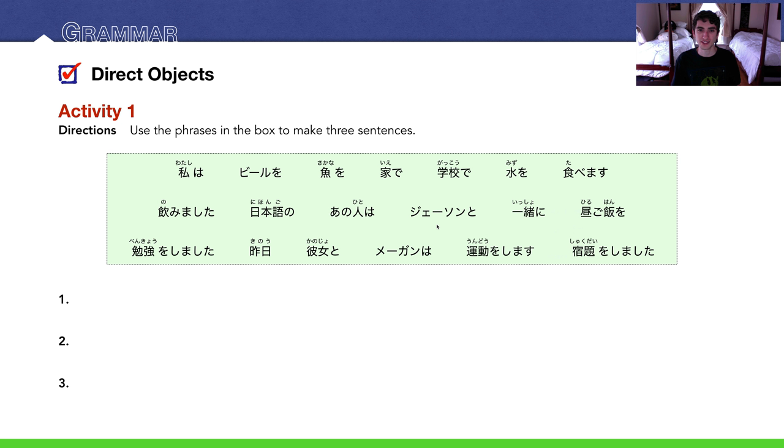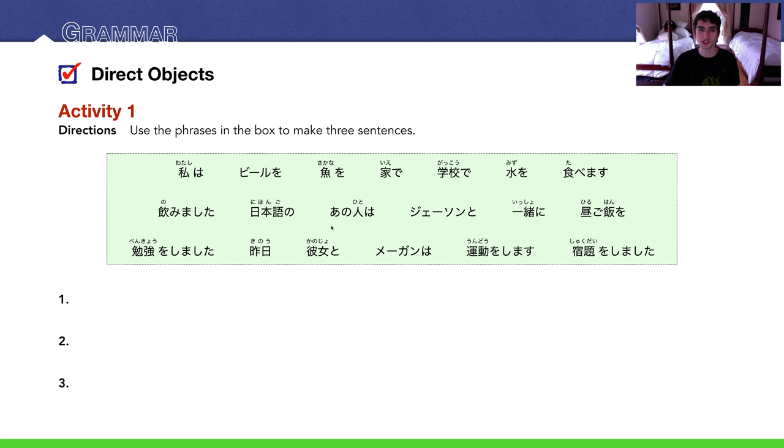Let's do another one. Number two. Let's see. メーガンは学校で勉強をしました。Megan studied Japanese at school. We can throw in 昨日, yesterday, at the beginning, right? You could also say she did Japanese homework at school yesterday. So, Meganは学校で日本語の宿題をしました. And then 昨日 you could add in as well.